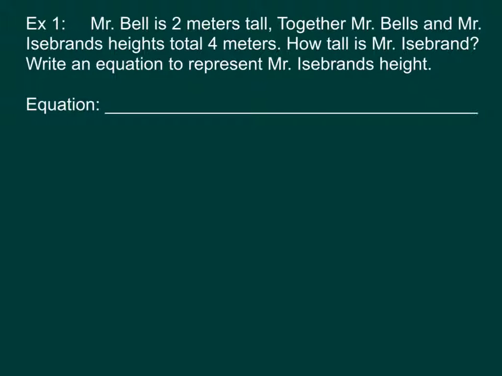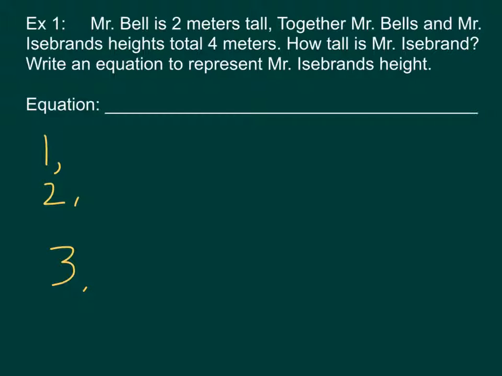Example 1. Mr. Bell is 2 meters tall. Together, Mr. Bell's and Mr. Eisenbrand's heights total 4 meters. How tall is Mr. Eisenbrand? Write an equation to represent Mr. Eisenbrand's height. So here's our steps: 1, 2, and then 3. We're not really going to do the math, but we're just going to write it out.